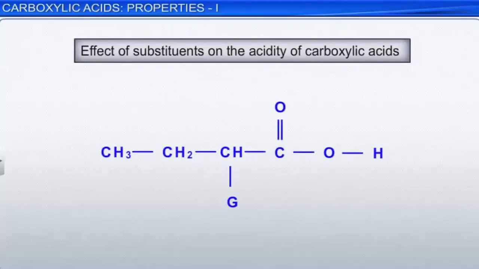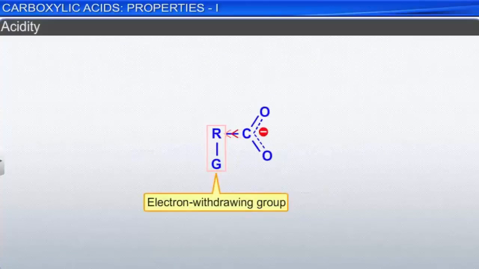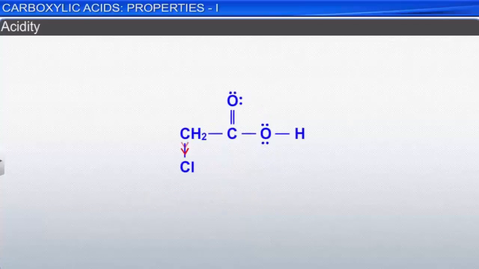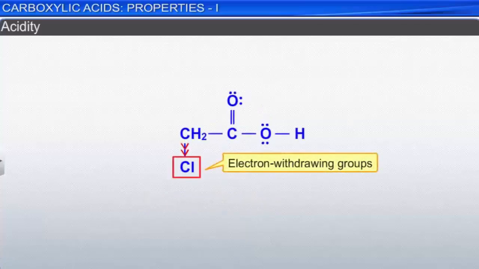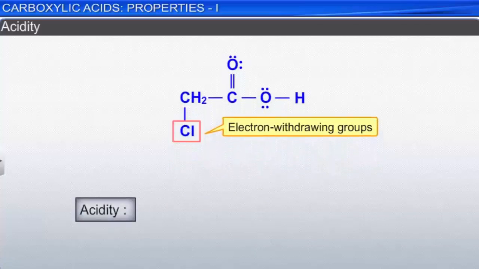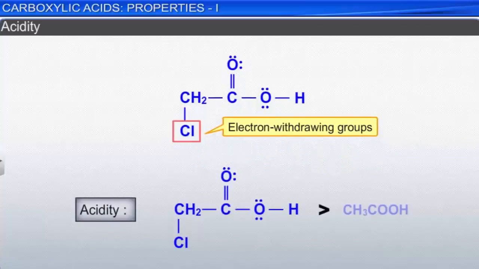Let us now examine the effect of substituents on the acidity of carboxylic acids. Electron withdrawing groups increase the acidity of carboxylic acids by stabilizing the anion through the dispersal of the negative charge on the carboxylate ion by the inductive or resonance effects. For example, chloroacetic acid with the electron withdrawing chlorine group is 100 times as strong as acetic acid.